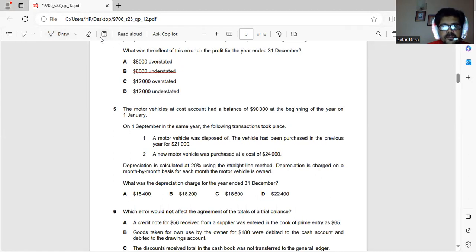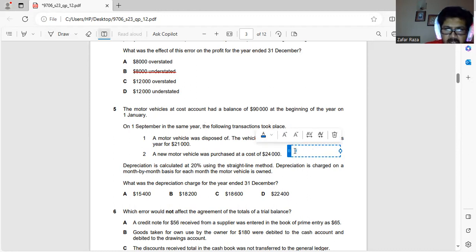So here we have 90,000 minus 21,000. First step, 90,000 minus 21,000 is equal to 69,000. Okay, 69,000. So what we have to do, we have to take depreciation of this asset which is left with us at 20%.